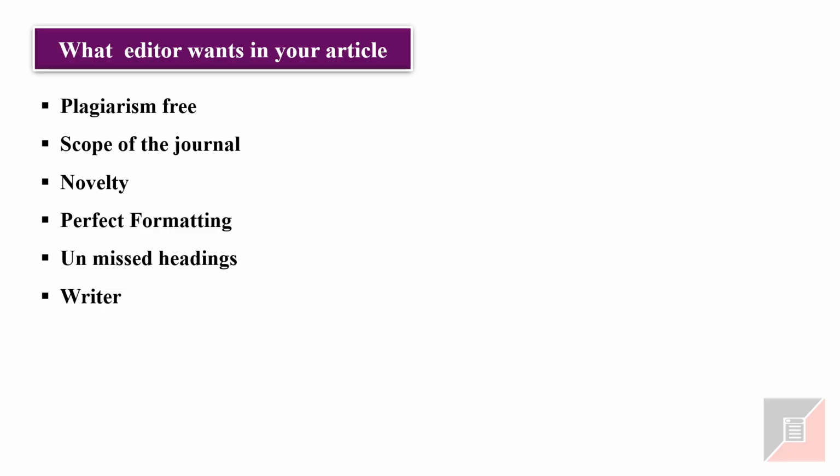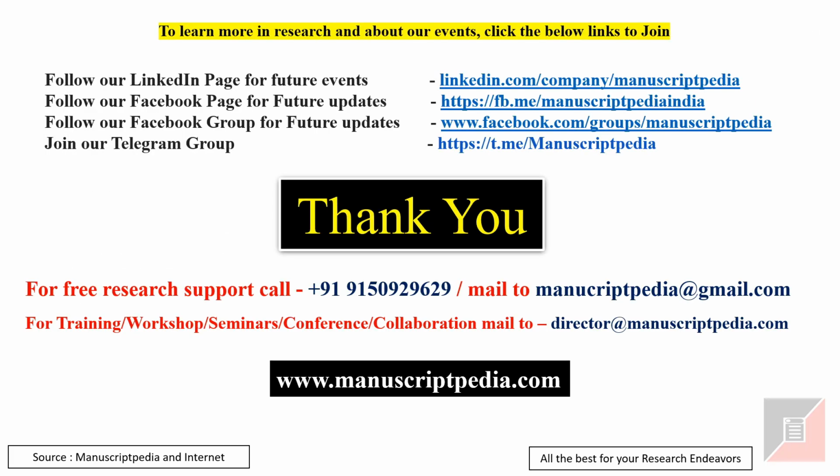What do editors want in your article? Your article should be plagiarism free. It should be within the scope of the journal. Your research work should have novelty, and you should have perfect formatting. All the headings must be perfectly there. And it should be well written. So this is the first thing the editors want in your article. Then, as they go in more technically, they find more corrections. So this is how the editors work.